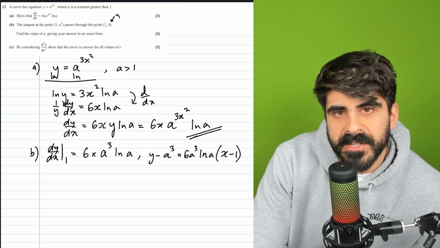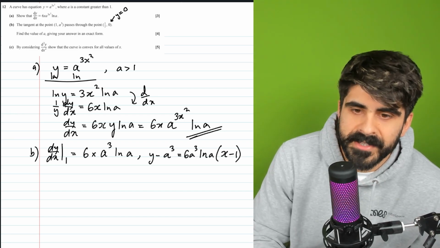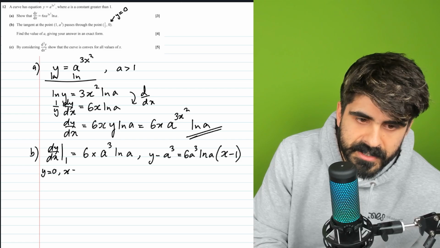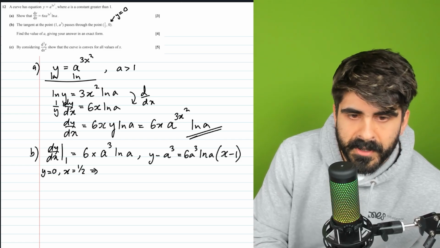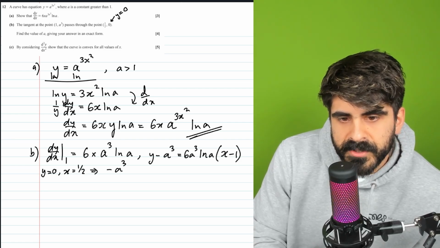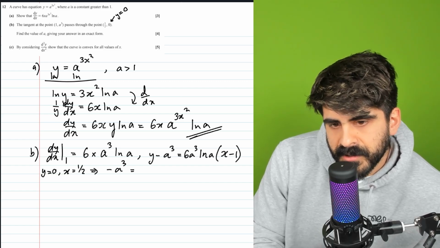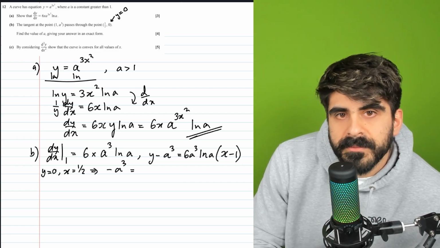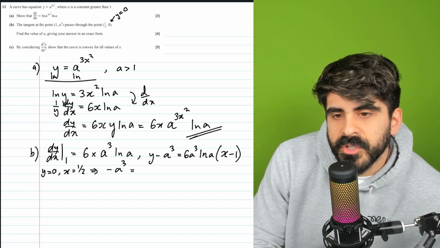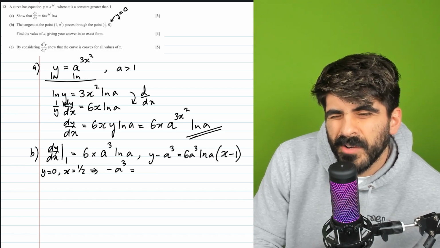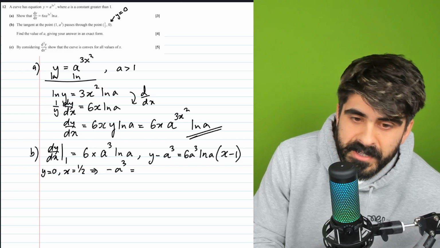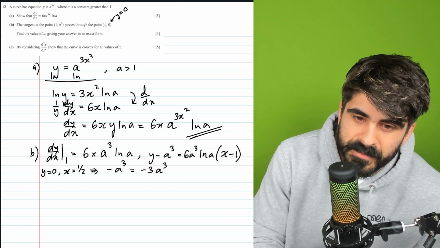So that's when y is 0. So when y is 0, x is a half. So we have minus a cubed is 6a cubed. Well, if x is a half, minus 1 is minus a half. Minus half times 6, minus 3 a cubed ln a.